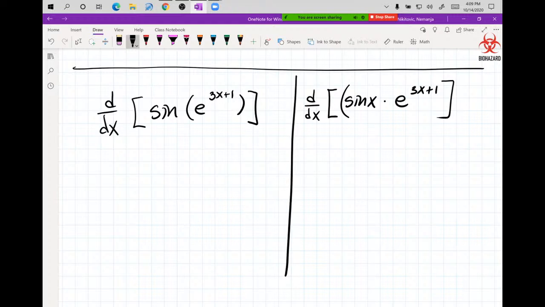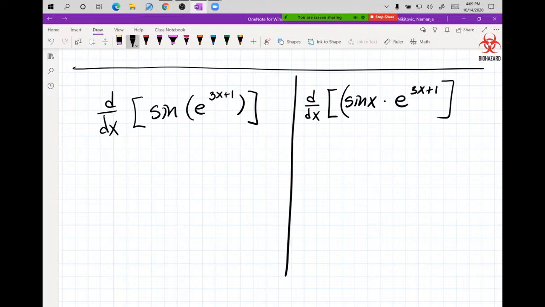Excellent. Yes, go ahead, say it. I was just going to say there's sine x, so you have that value multiplied by e to the 3x plus 1, which would give you a different value than what's on the left side, because that would just be sine of e to the 3x plus 1.